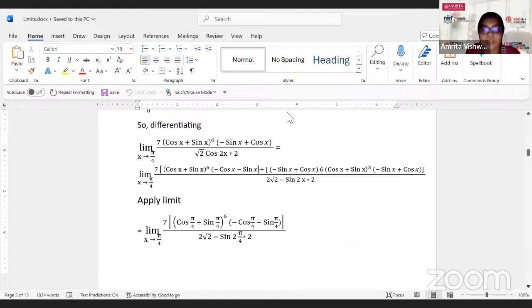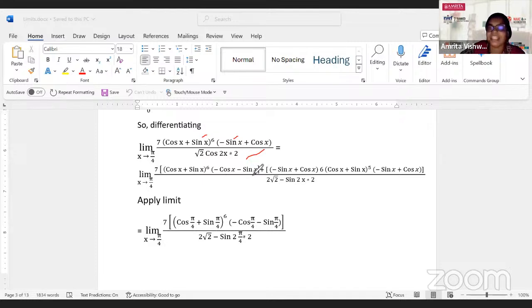So here, this is what I have. I want you to look at it. Limit x tends to pi by 4, 7 (cos x plus sin x) raised to 6 (minus sin x plus cos x) divided by root 2 cos 2x into 2. Now, you can take u, v, or first term, second term, and you can expand it. So it will be like 7, it's always a constant, I've just taken it there. If this is the first term, it will be (cos x plus sin x) raised to 6. Sin x is cos x, so it will be minus cos x.